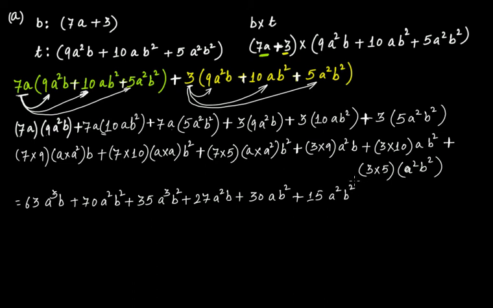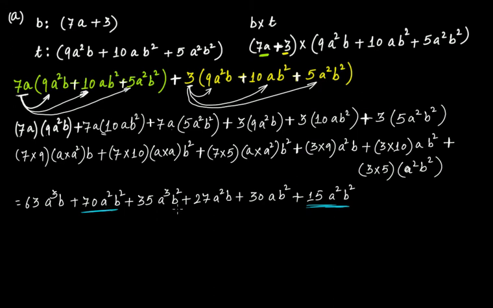Now if you look at these terms, that is 70 a squared b squared and this 15 a squared b squared, these are like terms because the same algebraic factors, a squared b squared, are present here. That is why these are like terms.